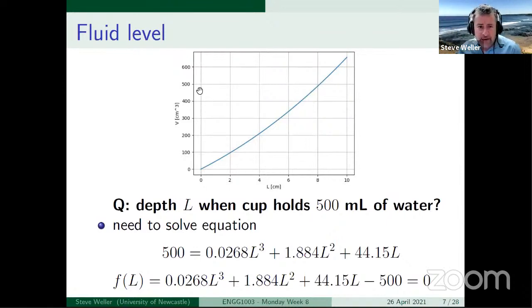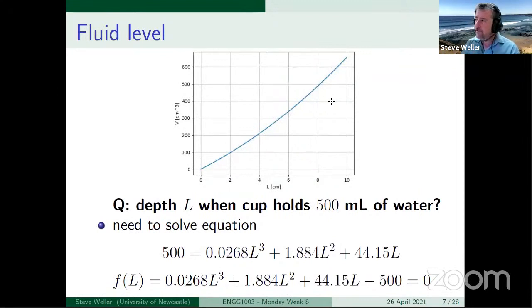Now you can see in the graph here that if we take the volume V equal to 500, we read across at the level of 500, and we see it's a value that's just above this tick mark here, which is just a bit more than 8. So approximately, if there's half a litre of fluid in that measuring cup, then the height of the fluid is a bit more than 8 centimeters.